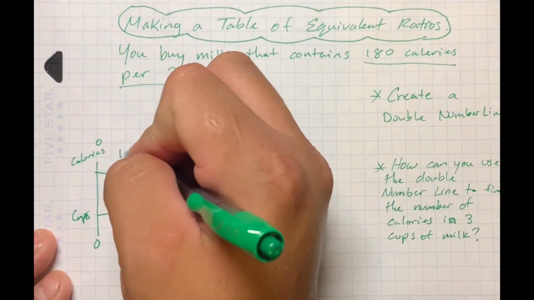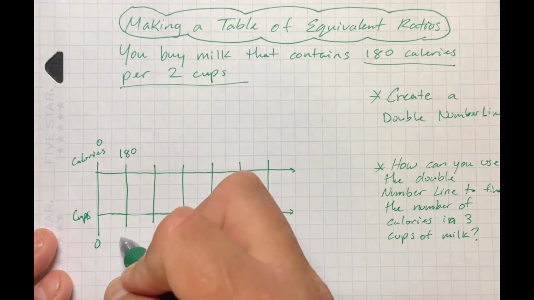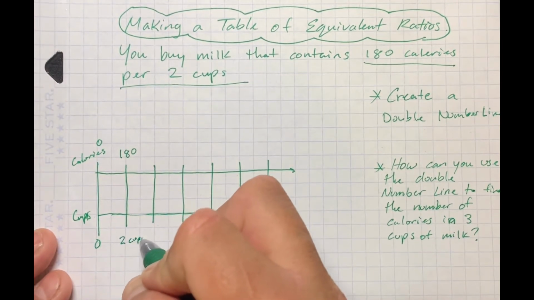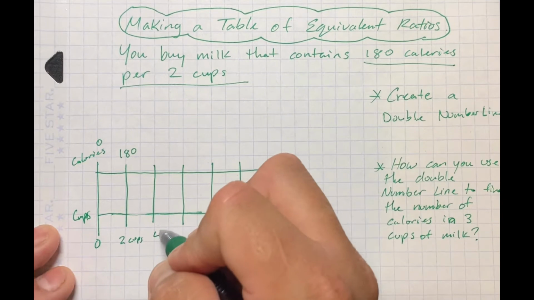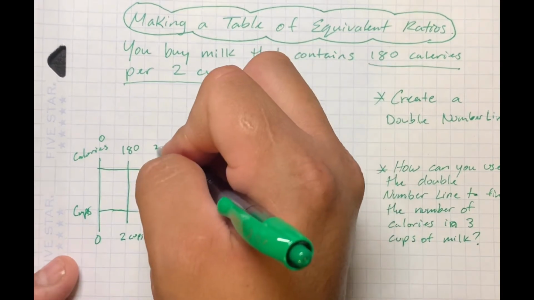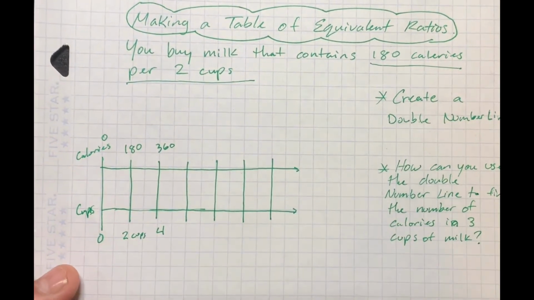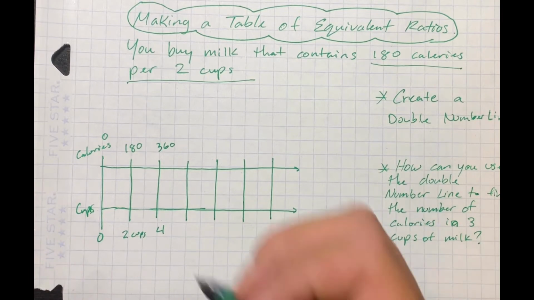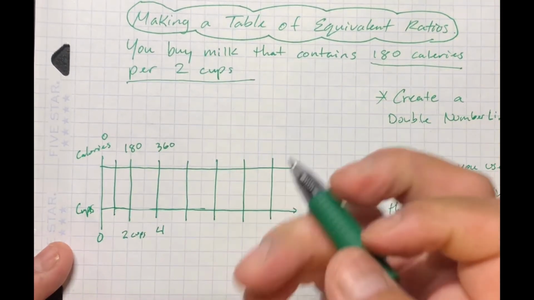So 180 calories per 2 cups of milk. Okay, what if we have 4 cups of milk? How many calories will we have then? Well, let's see here. So basically 180 just doubles, okay? So that's going to be 360 calories for every 4 cups.